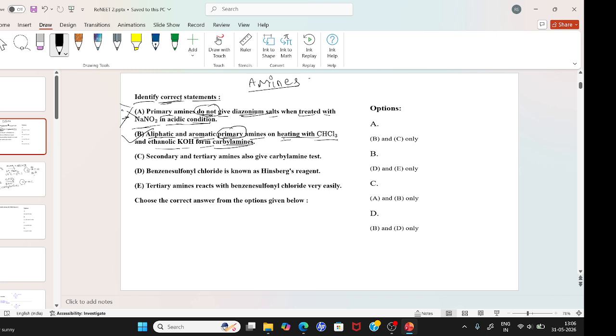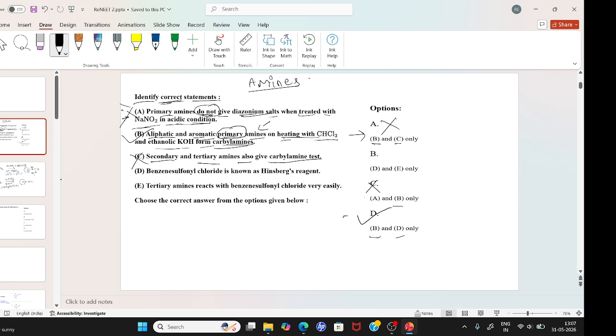Since I have crossed out statement A, I am going to remove option C. And B is correct. So B is in option A and B is in option D also. So out of A and D, one can be correct. So let's now look at statements C and D. Secondary and tertiary amines also give carbylamine test. This cannot be correct because we know that the carbylamine test is only given by primary amines, as from statement B. So definitely statement C is incorrect. So this cannot be the correct one. So definitely the correct answer is D.